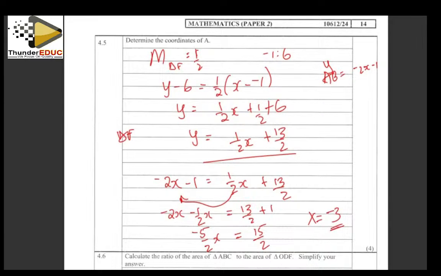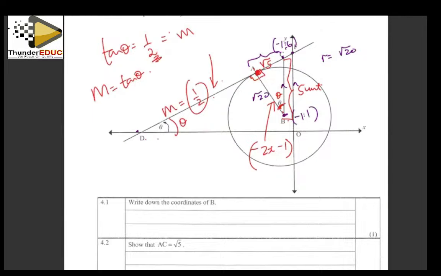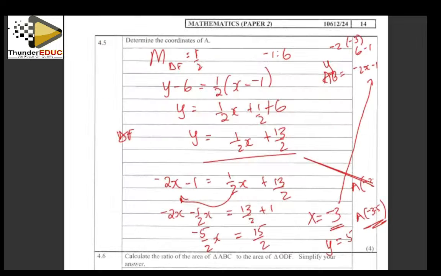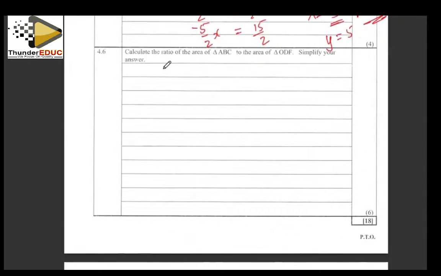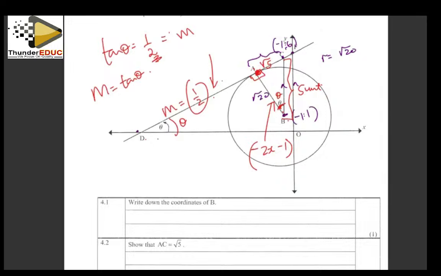So if x is -3, we can substitute this into that equation and get the value of y. So it's going to be -2 times -3, which is 6, minus 1, which is 5. So the coordinates of A are -3 and then 5. Okay, so that is 4.5. Then let's see, do we have a 4.6? Yes. They want us to get the ratio of the areas of ABC to ODF. So let me look at ABC.